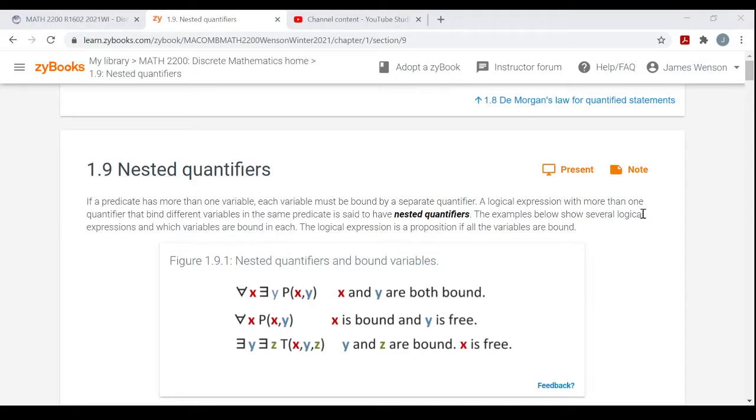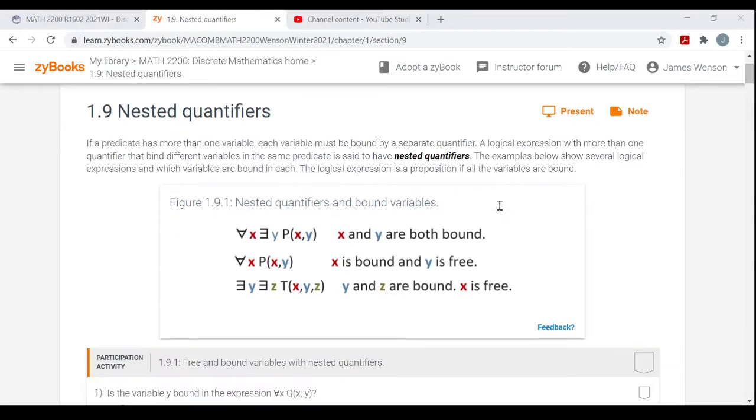So the examples below show several logical expressions in which variables are bound in each. The logical expression is a proposition if all the variables are bound. Remember, if there are any free variables, it's not a proposition. You can't tell what the truth value is. But if all the variables are bound, then it is a proposition. We saw that last section.